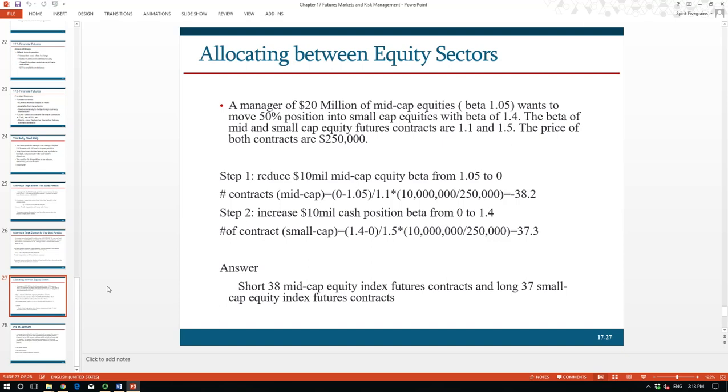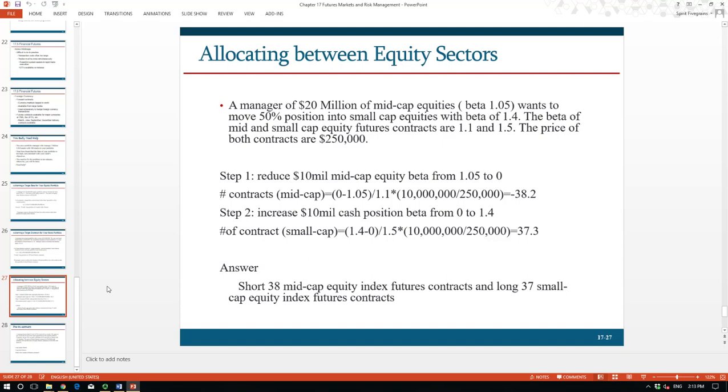Right? So combining your current portfolio and your short position in this mid-cap active index futures contract, you're replicating $10 million of cash. And the second step is to increase your risk exposure from the cash part to a small-cap active position. So in this case, you want to improve the beta from 0 to 1.4 by using small-cap active index futures contracts, and the calculation will lead to 37.3, which means you need to take a long position in 37 small-cap active index futures contracts.